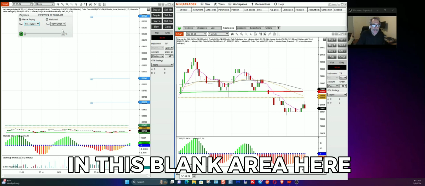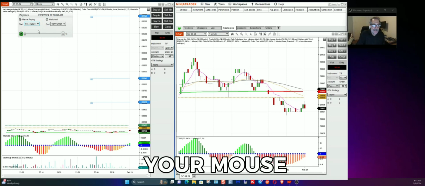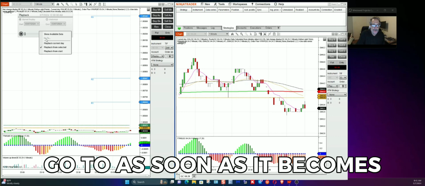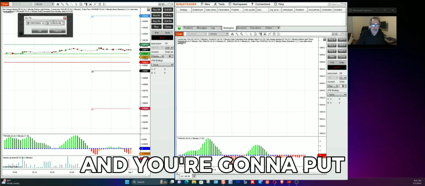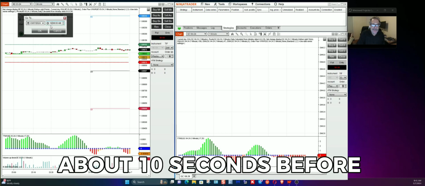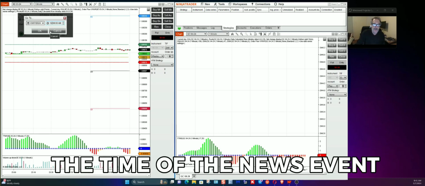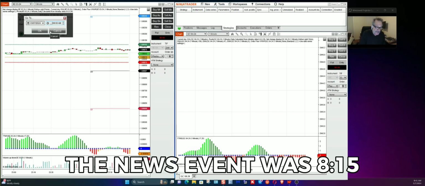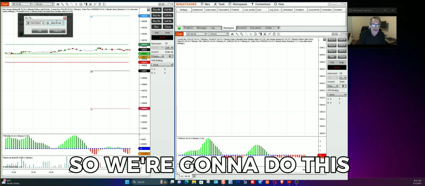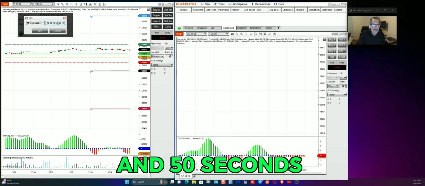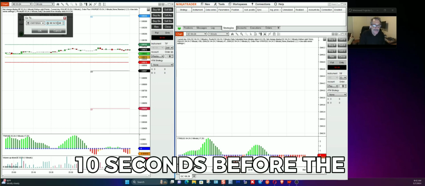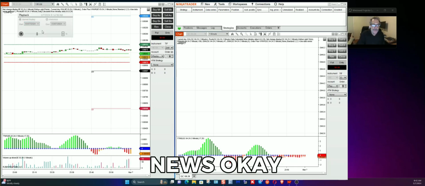In this blank area here, you're going to right-click your mouse, go to, as soon as it becomes available, and you're going to put about 10 seconds before the time of the news event. The news event was 8:15, so we're going to go 8:14 and 50 seconds. 10 seconds before the news, okay?